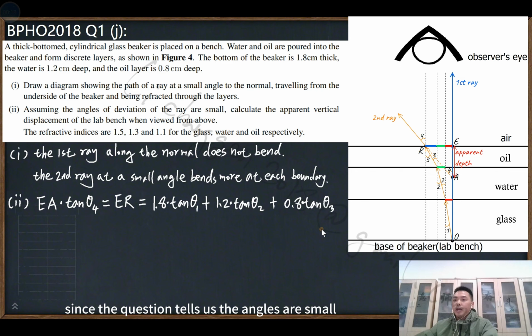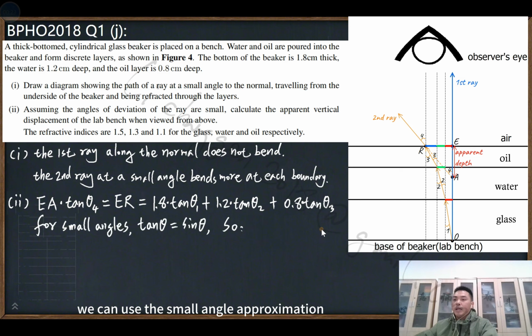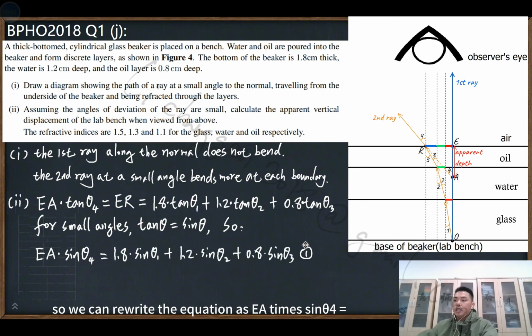Since the question tells us the angles are small, we can use the small angle approximation. Sin theta is approximately equal to tangent theta, so we can rewrite the equation as EA times sin theta 4 equals 1.8 times sin theta 1 plus 1.2 times sin theta 2 plus 0.8 times sin theta 3. Let's call this equation 1.